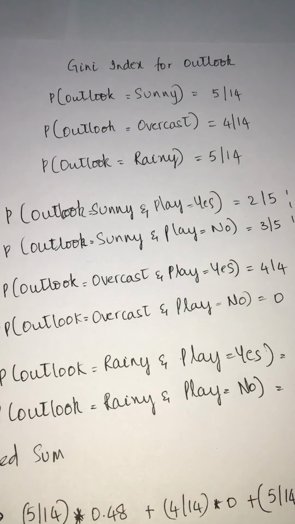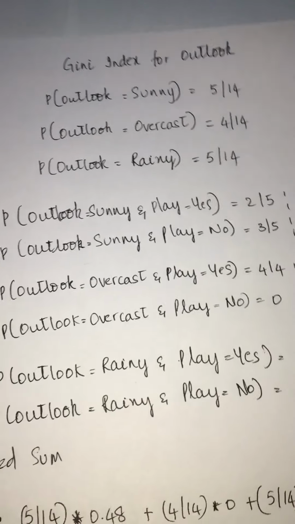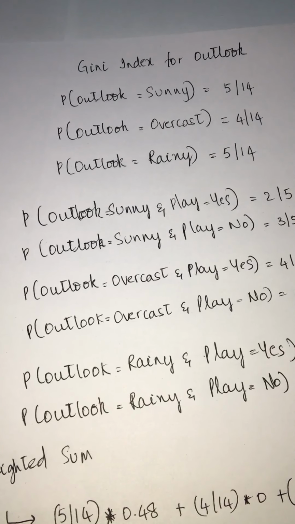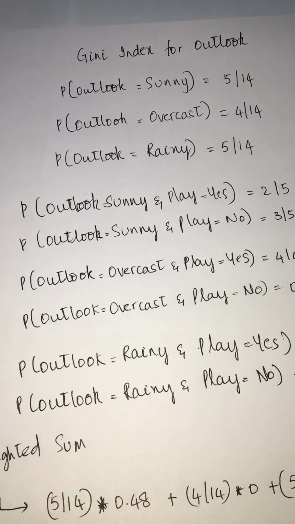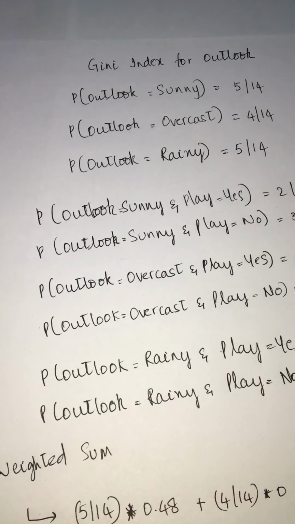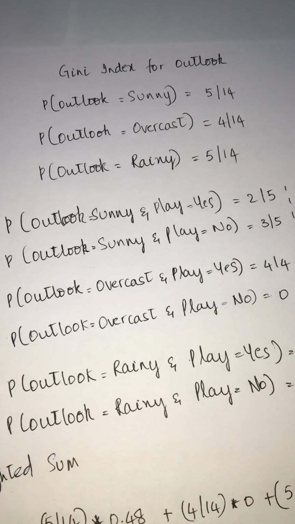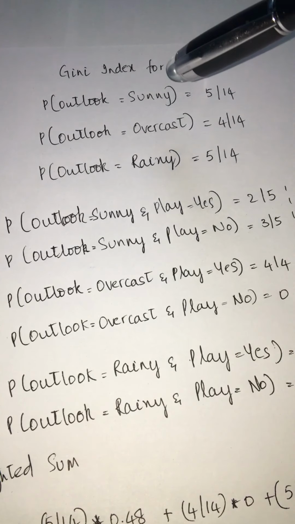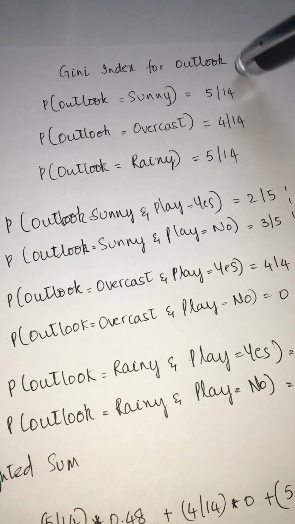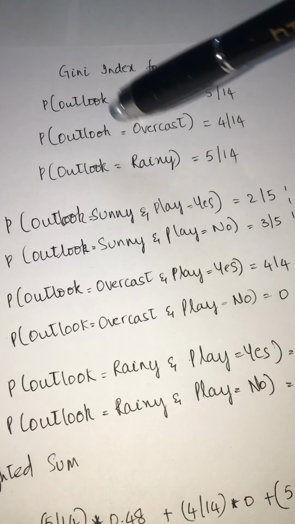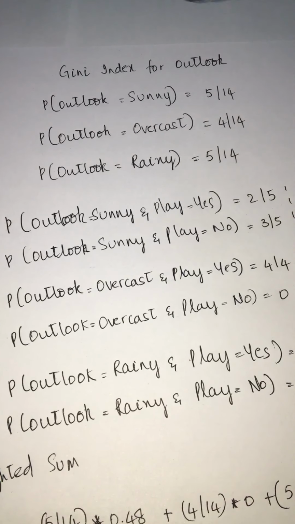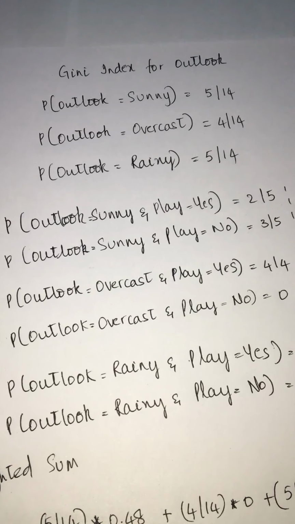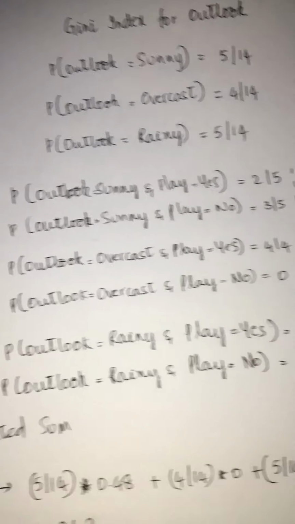The next step is you calculate when outlook is equal to sunny and play is equal to yes, what is the probability? When outlook is equal to sunny and play is equal to no, what is the probability? So you first calculate at the overall level for sunny, overcast, and rainy. Then in sunny, if the response value is yes or no, what is the probability? In a similar manner for overcast, and similarly for rainy as well. You calculate your probabilities over here.